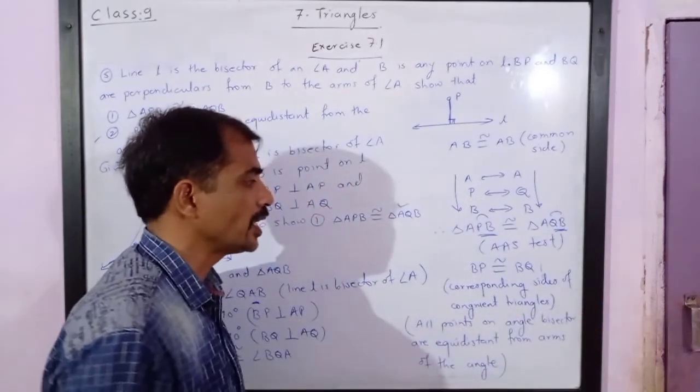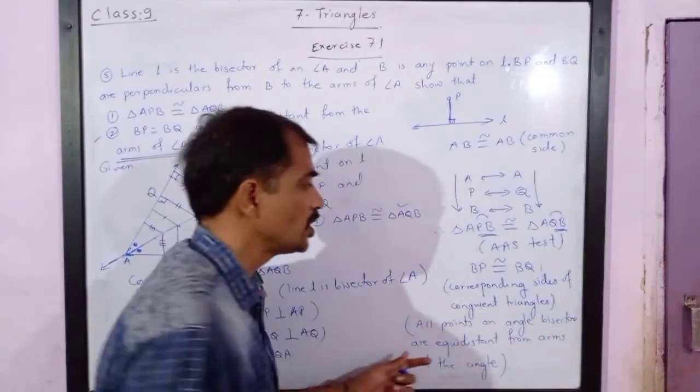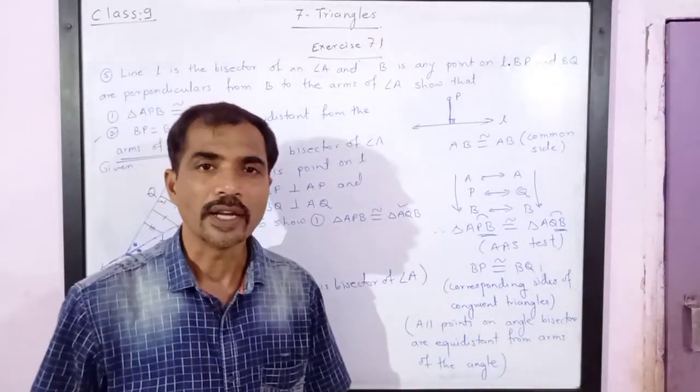All points on angle bisector are equidistant from the arms of the angle.